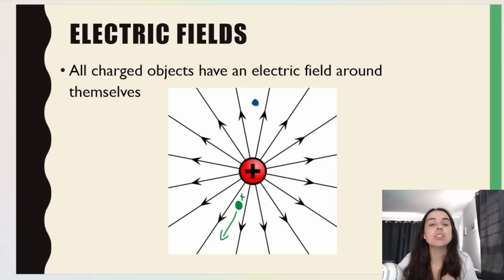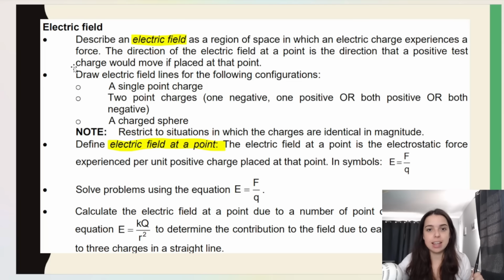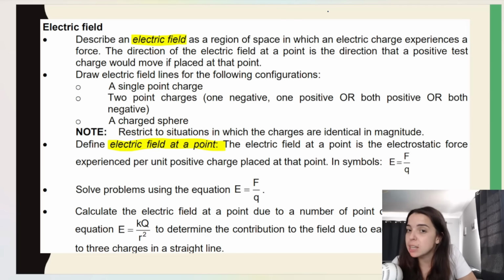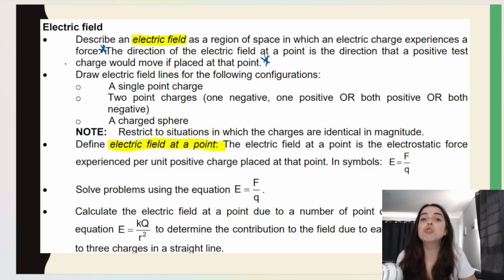And one thing that you need to know how to do is to draw electric field patterns. So back to the exam guidelines, you have to be able to describe an electric field, which I just did with you. An electric field is a region of space in which an electric charge experiences a force. And I will discuss this part now, the direction of the electric field. But you also need to be able to draw electric field lines. So you see it says here, draw electric field lines for a single point charge, 2-point charges, and a charged sphere. Okay, so let's go over how to draw that.